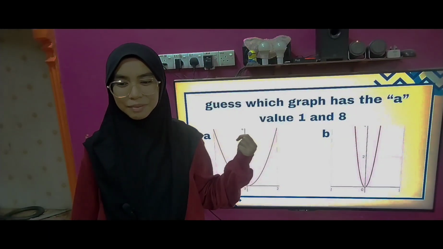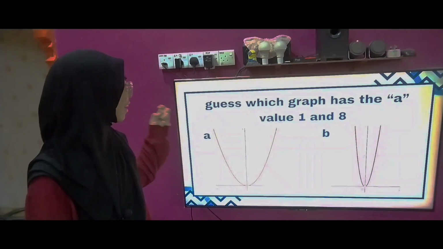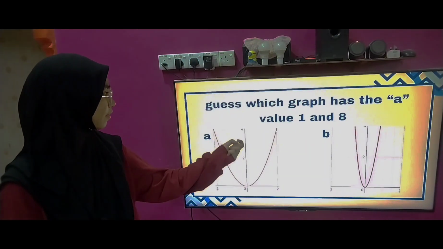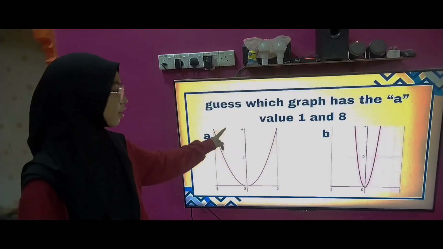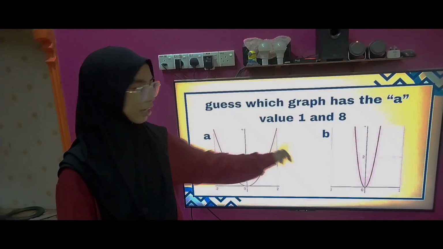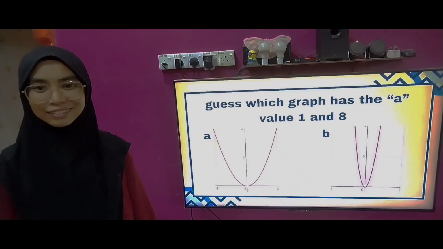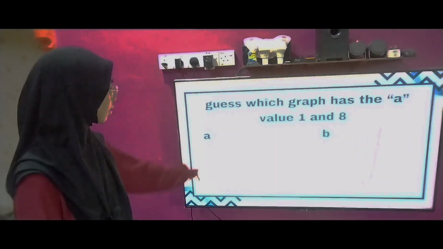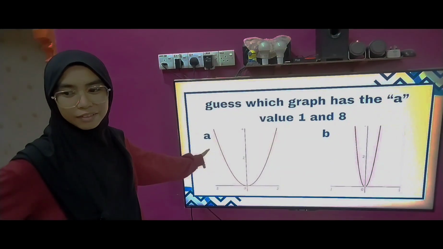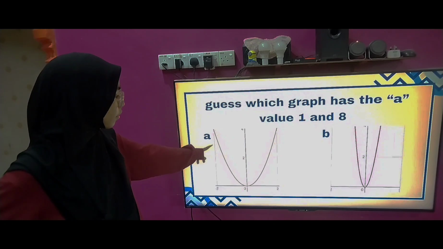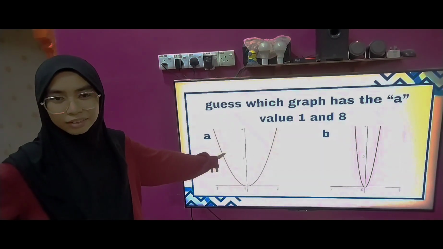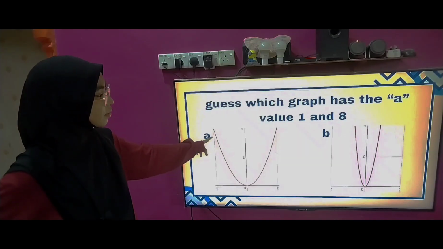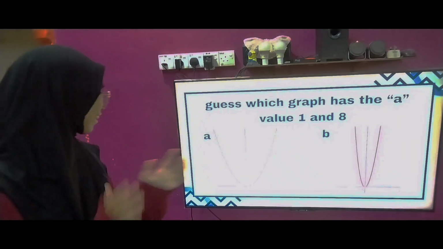Now I'm going to need Amsha to guess which of the graphs has the A value 8 and 1. So which one of these is 1 and 8? Try guessing A first. What do you think the value of A for this is? Oh, probably 1 or 8? 1. Yeah, correct. Yay.